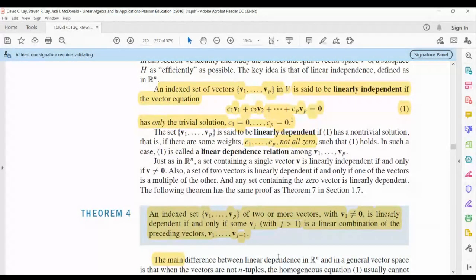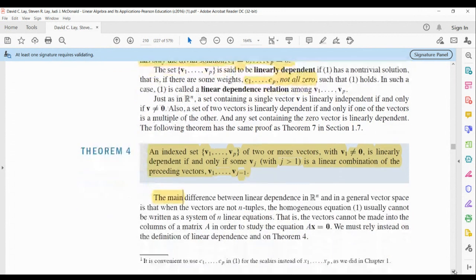But in theorem 4, they're basically saying that if you had, say, 5 vectors in a set, and the second vector is independent of the first vector, the third vector is linearly independent of the first and second vector, eventually either the fourth or the fifth vector would have to be able to be written as a linear combination of those preceding vectors, if the set of vectors was linearly dependent. So it's just a theorem that is intuitive.